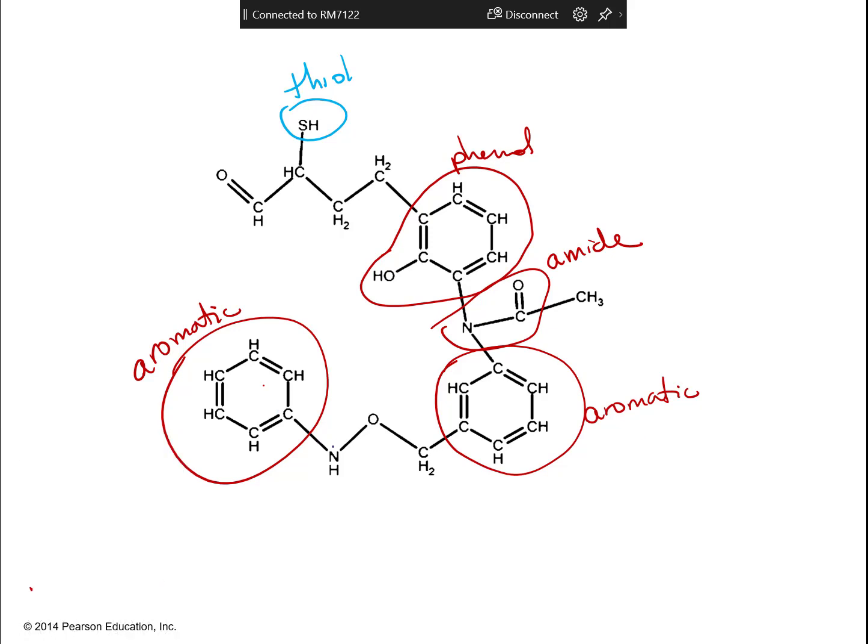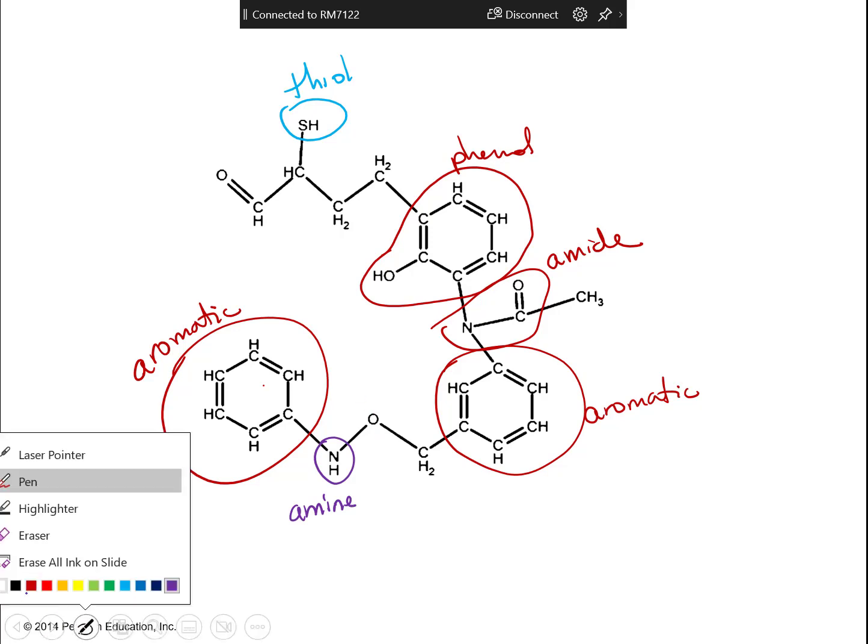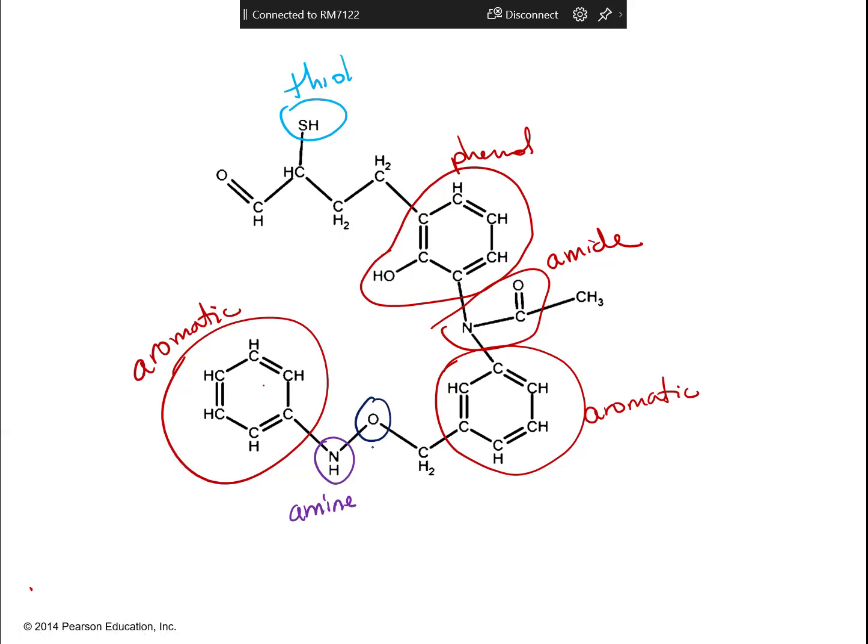Yep, and between the two aromatics, see this nitrogen's connected to a carbon and an oxygen, but there's no double bond oxygen, so this is an amine. So now this, so what would that be? An oxygen in the chain. Yeah, it's an ether. Yep, the oxygen, if it's just in a chain, no double bond oxygens near it, then that's an ether.